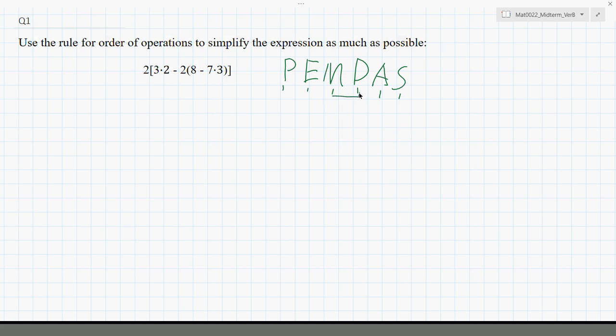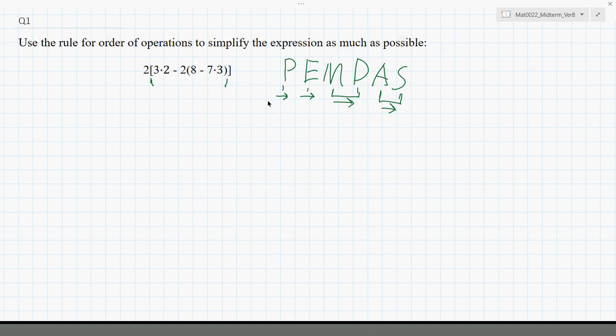Now, multiplication and division are done at the same time from left to right, and addition and subtraction are done at the same time from left to right. Everything else is done left to right on its own, so they're in their own systems. So we're going to look at this first. Do we have a pair of parentheses? Yes, we do. So in the pair of parentheses, we're going to repeat the PEMDAS.